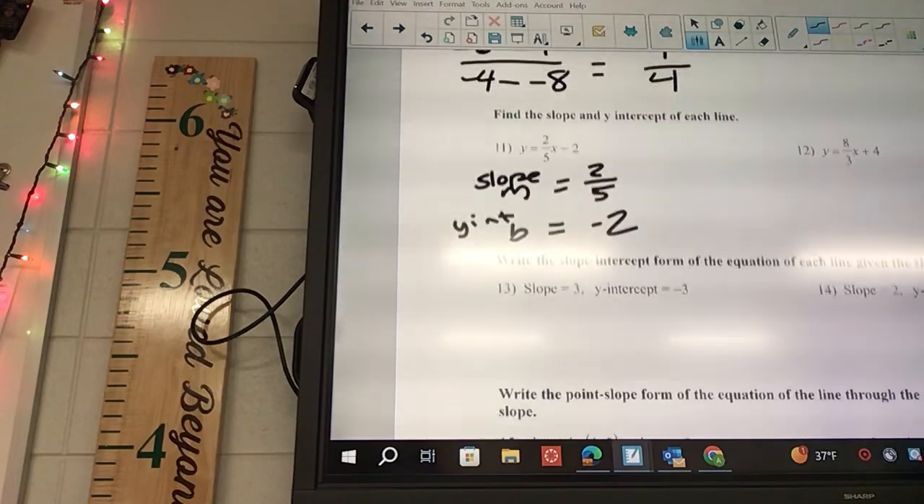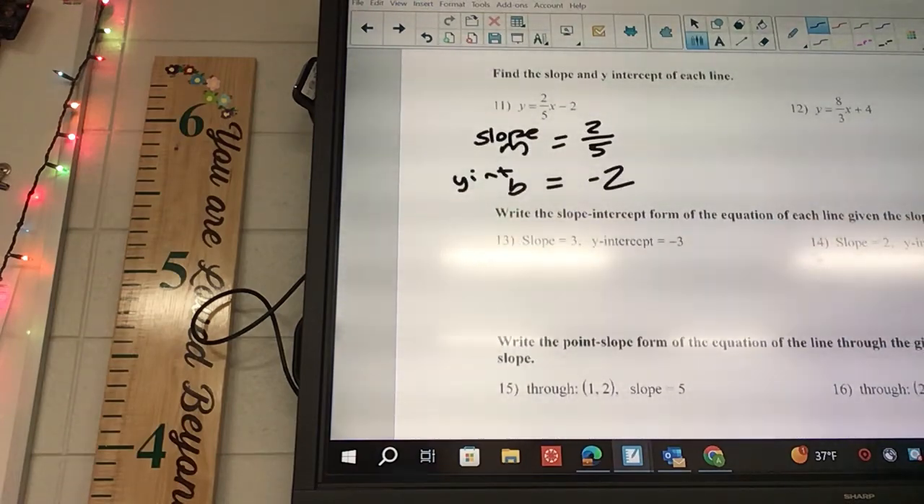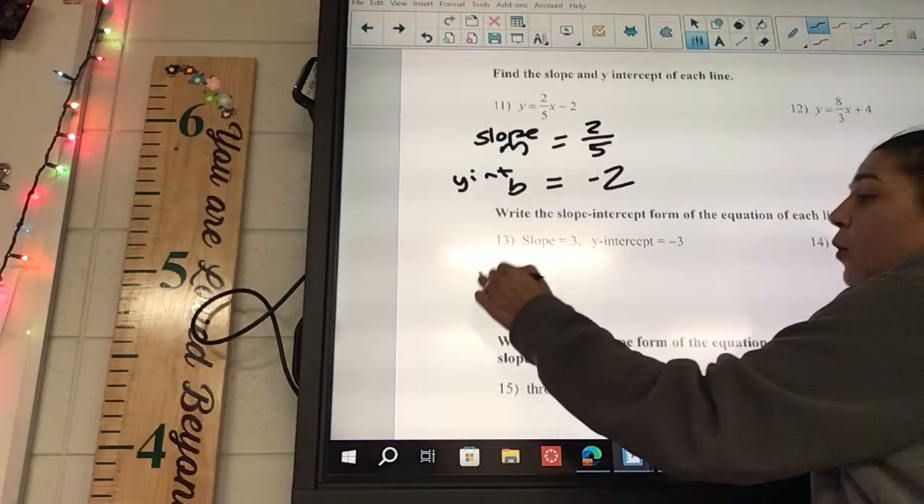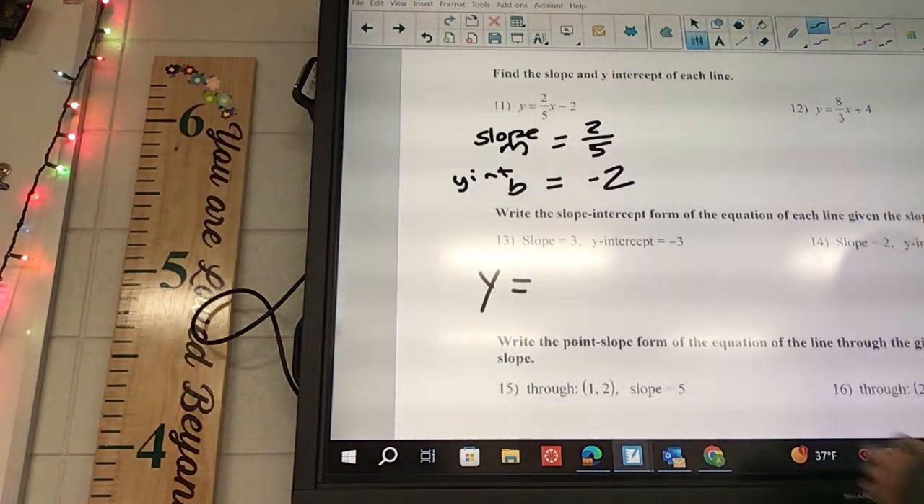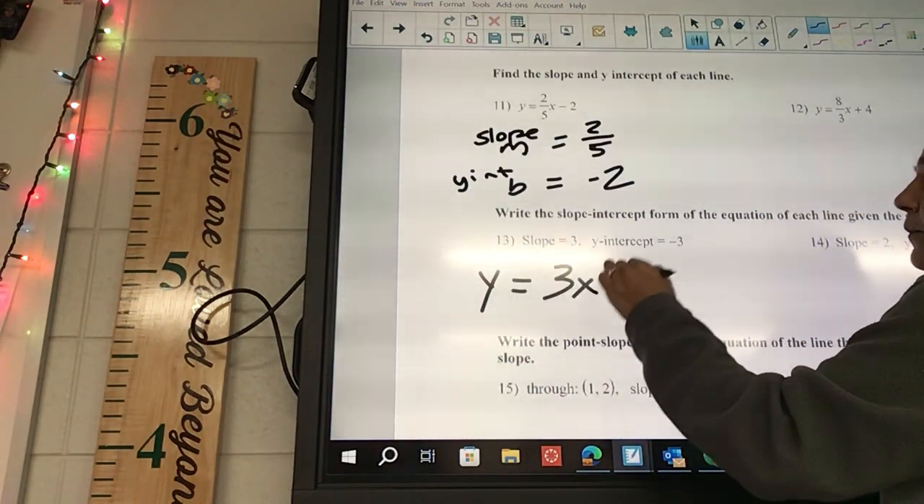For the next one, we just have to write it in that y equals mx plus b. So it's going to look like y equals what? 3x minus 3.